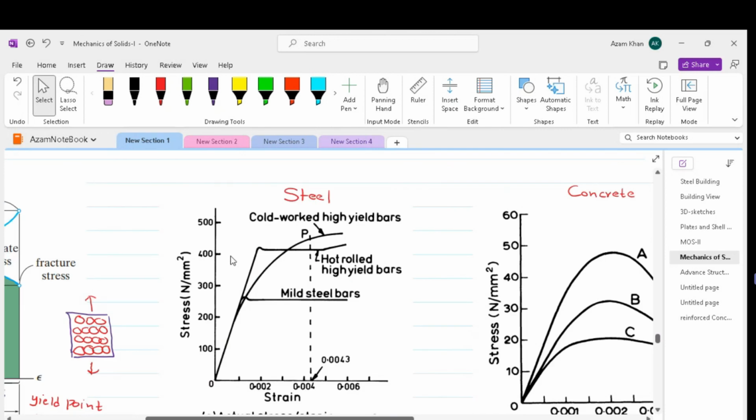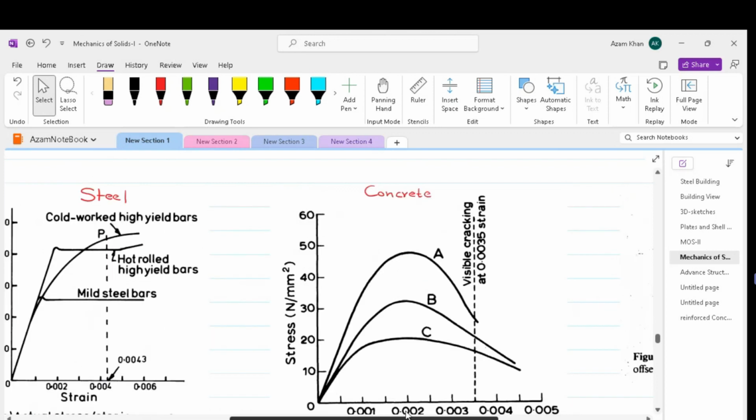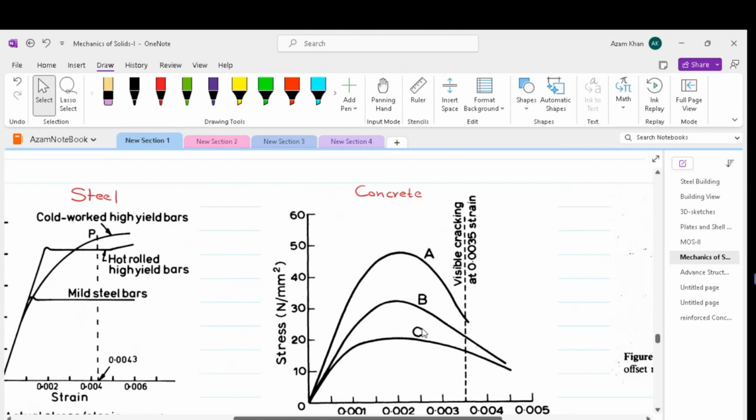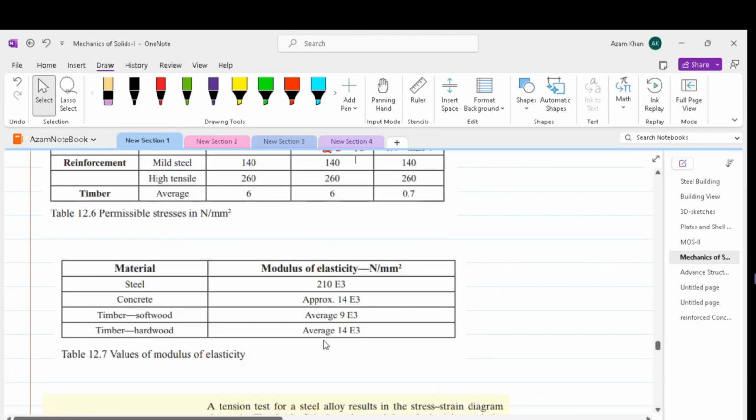So in the case of steel, as you can see, the yield strength of hot rolled bars is 400. We can have mild steel bars which are up to 250 or 300 megapascals. In case of concrete, we can have different ultimate strengths. Now let us see modulus of elasticities of different materials. Steel modulus of elasticity is 210 into 10 raised to power 3 megapascals. Concrete, on the other hand, is approximately 14 into 10 raised to power 3 megapascals. So steel is almost 15 times stiffer than concrete.